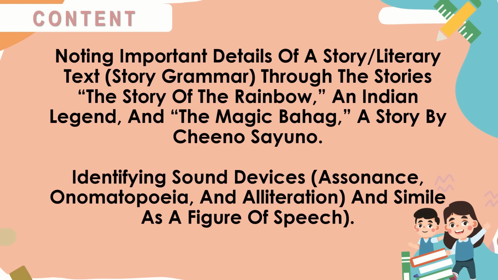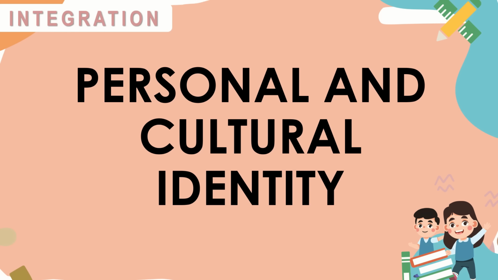For the content, noting important details of a story or literary text. Story grammar. The stories, The Story of the Rainbow, An Indian Legend, and The Magic Bahag, a story by Cheeno Sayuno. Identifying sound devices, assonance, onomatopoeia, and alliteration, and simile as a figure of speech. For the integration, we have personal and cultural identity.